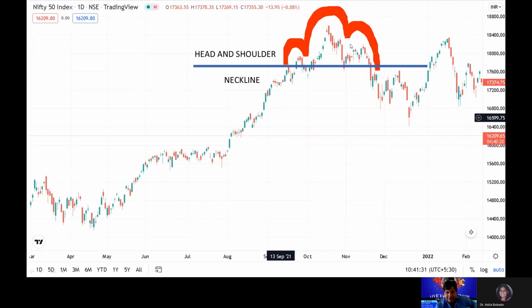All right, again it tried to retrace, and this is a head and shoulder pattern. This is a screenshot I took and made some changes. After the neckline break, it was actually going down. Look at this, Nifty actually fell down. And this candle that you see here is a hammer.